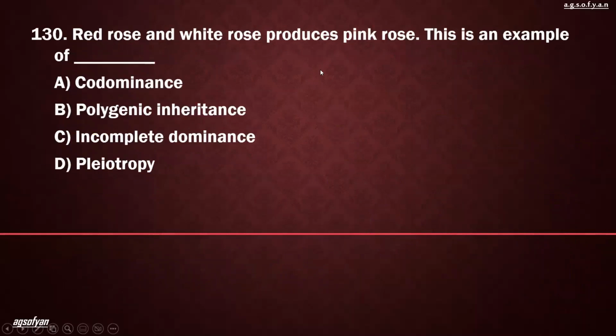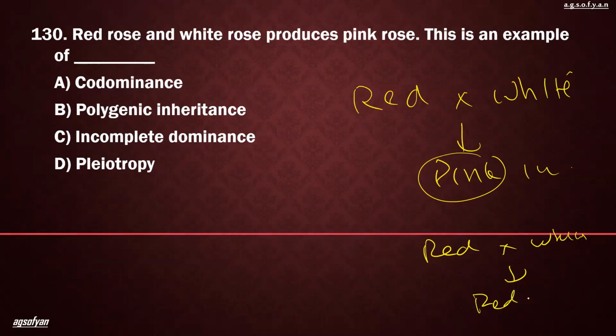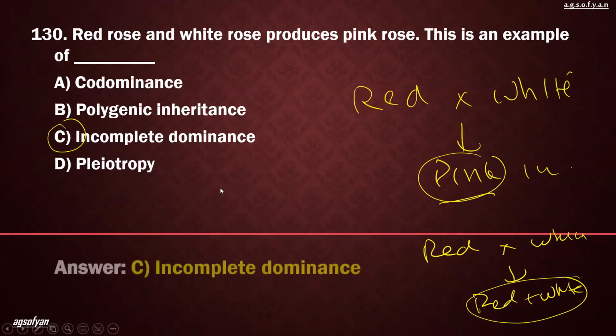How about this one? Red and white produce pink. What type of inheritance is that? Is it codominance or incomplete dominance? Red and white become pink, so this is incomplete dominance. If you have a flower with red and white dots that show together, it is called codominant. So if it is pink, it would be incomplete dominant, an intermediate character.